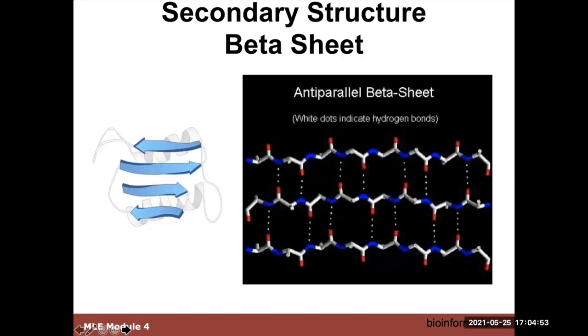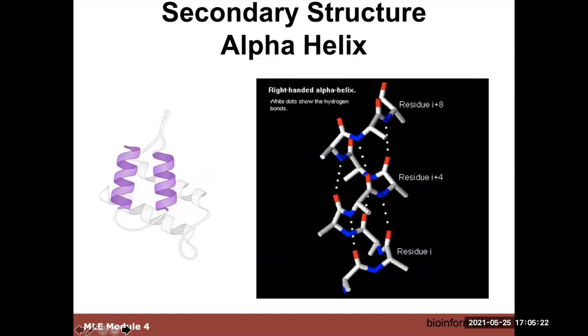These are just some pictures, schematic diagrams of a beta sheet. This is the anti-parallel beta sheet. So on the left, you can see, I guess, two sets of anti-parallel beta strands and one parallel beta strand. Beta strands are generally extended. They have hydrogen bonding between amide and carbonyl groups. And beta strands tend to form the central core, or hydrophobic core, of proteins.